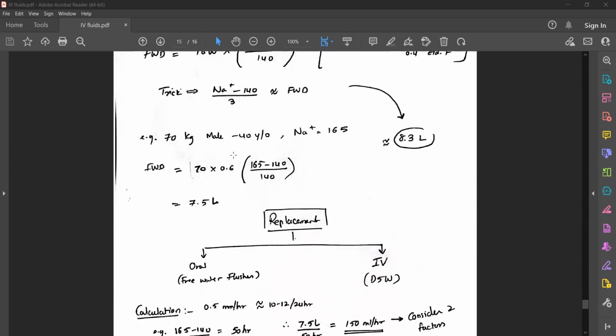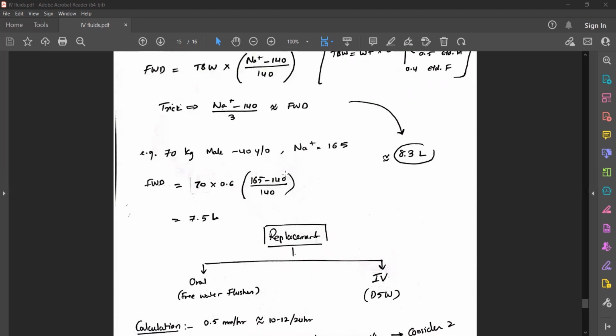Let's take an example over here. If a 70 kg male who is 40 years old comes in with a sodium concentration of 165, their free water deficit by this long formula will be approximately 7.5 liters. And if you use the short formula, that is 165 minus 140 divided by 3, it will be approximately similar, that is 8.3 liters.